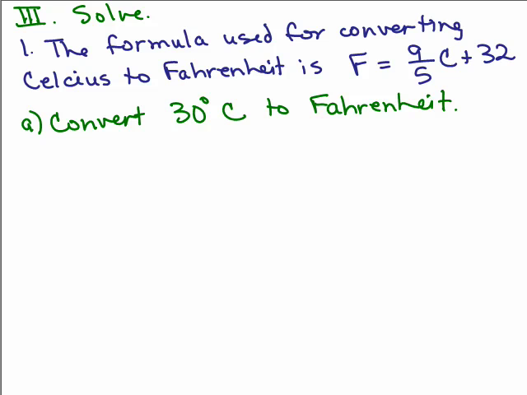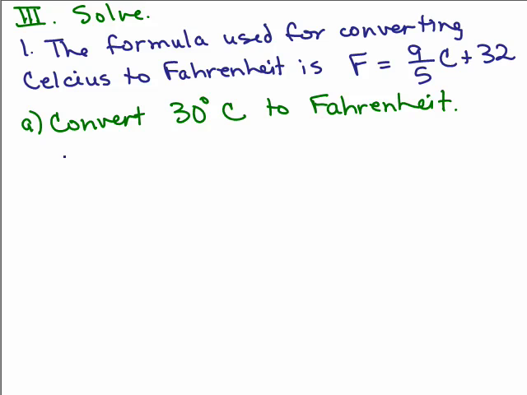Part 3, solve. The formula used for converting Celsius to Fahrenheit is F equals 9/5 C plus 32. Convert 30 degrees Celsius to Fahrenheit. So what we're going to do is plug 30 degrees in for C, and then we'll be able to tell what it is in Fahrenheit.